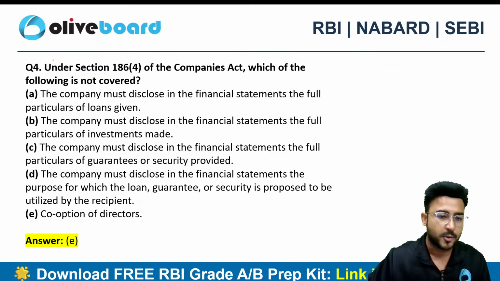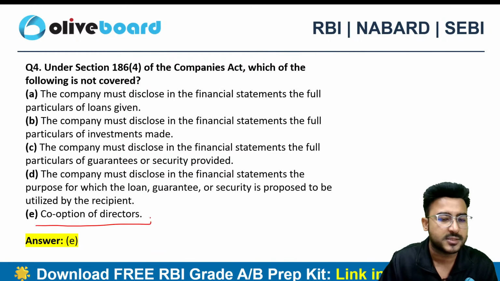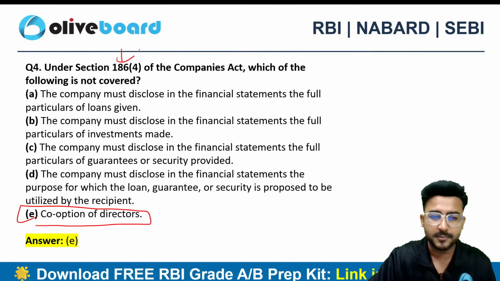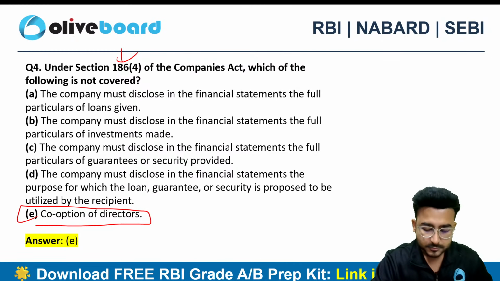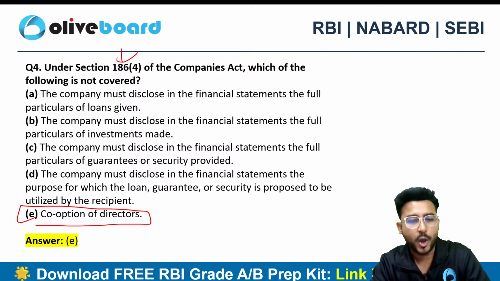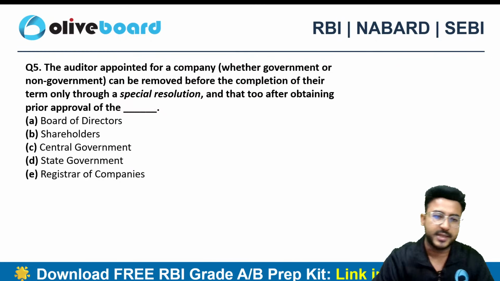So we can see that option E, co-option of director, is not at all covered under this particular section, right? So this is the odd one out type wala question. Rest of the things are covered. Option E is not covered under section 186 subsection 4.